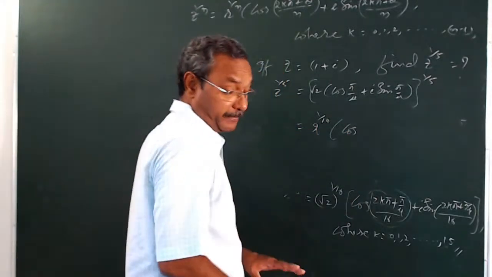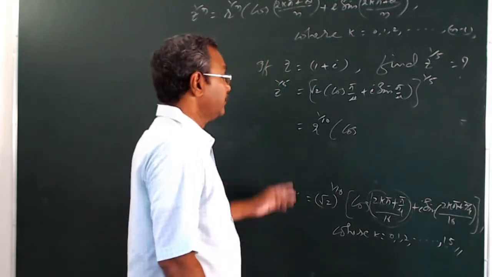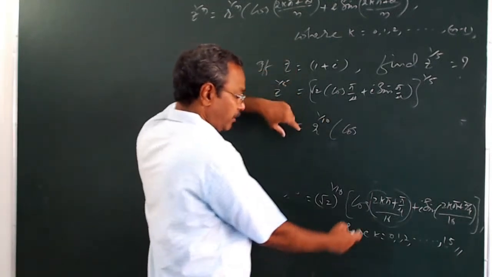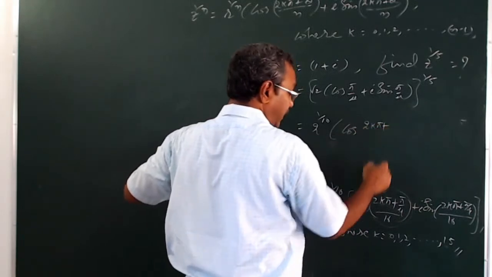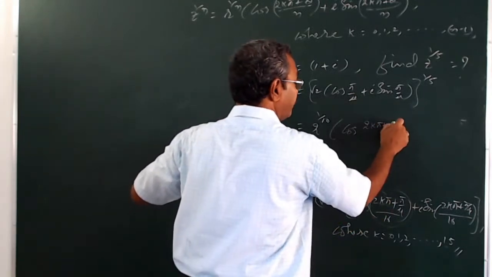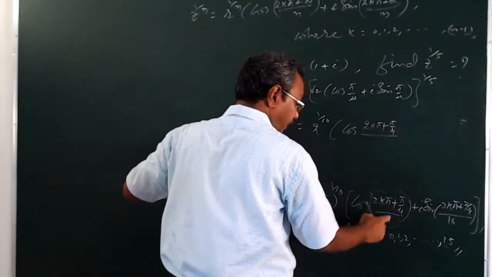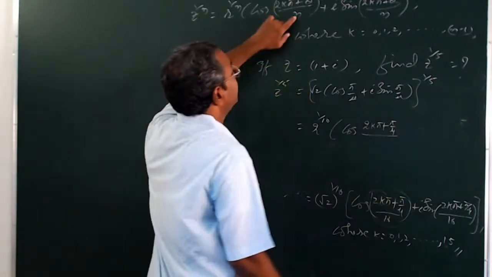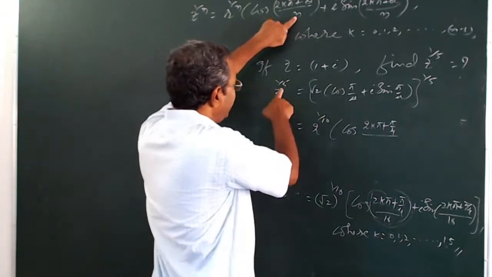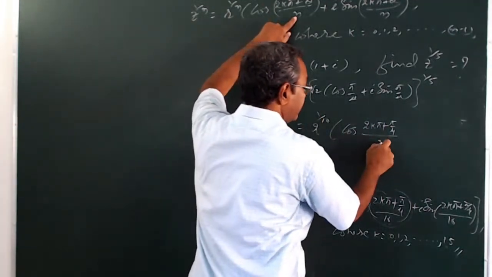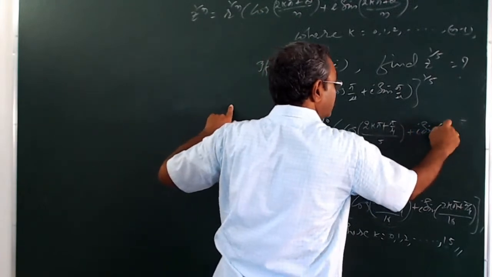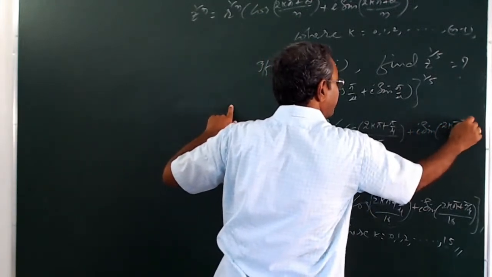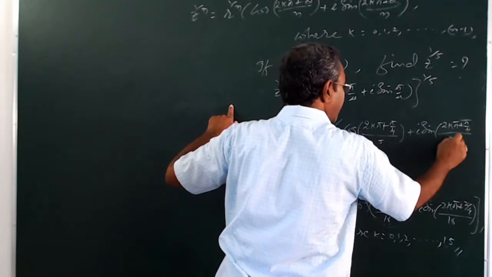Now I am writing the fifth roots. So the formula goes like this: 2k pi plus our theta, which is pi by 4, divided by our n. What is our n here? 5. Plus i sine 2k pi plus pi by 4 divided by 5.